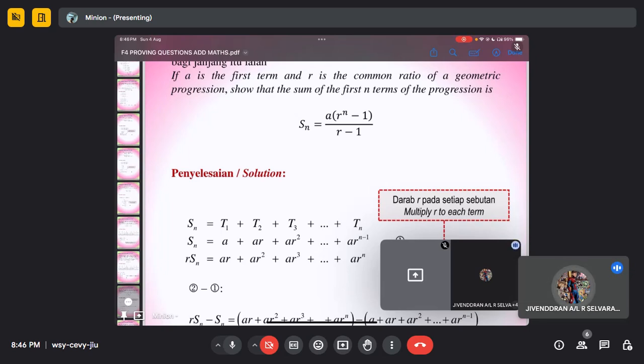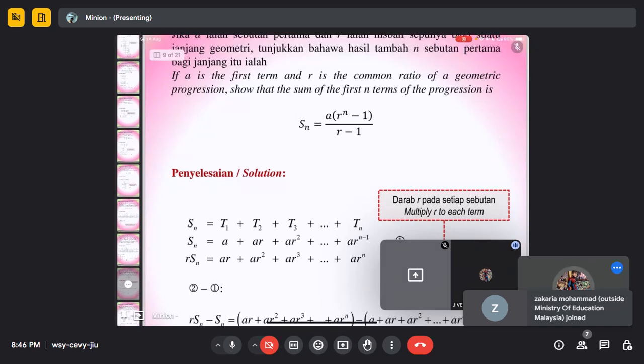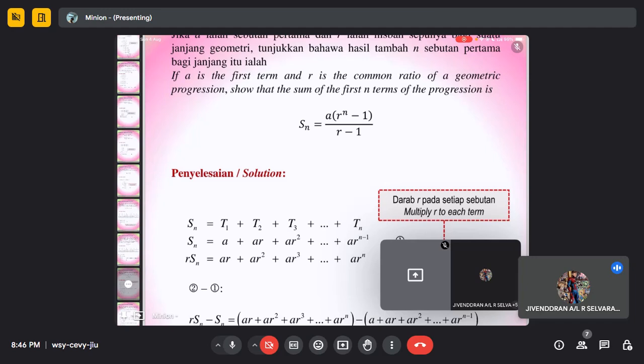And then the second equation will be you multiply r to the Sn. So you'll get r Sn equals ar plus ar squared plus ar cubed and so on until ar to the power of n. Okay, that's equation 2. We have two equations, so we will do the elimination method.